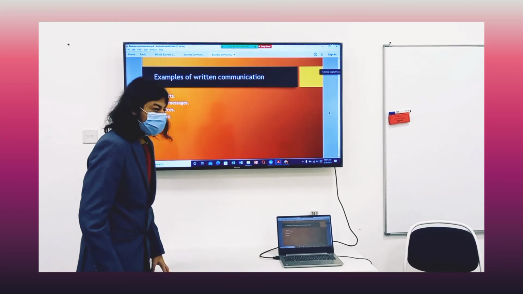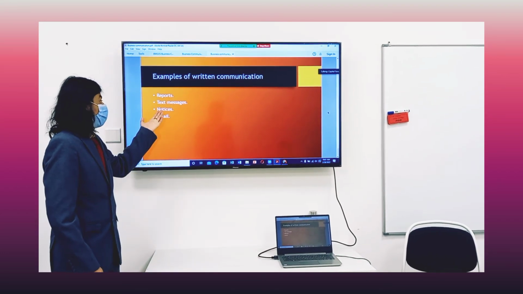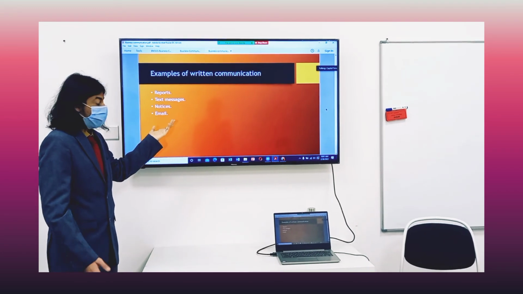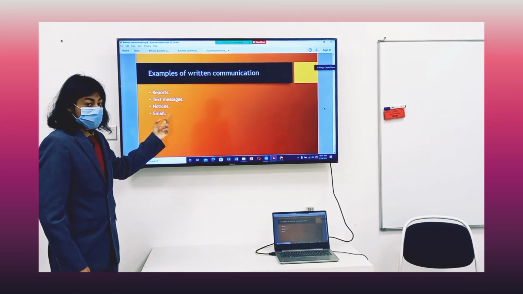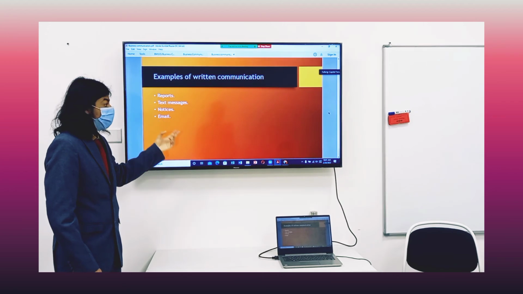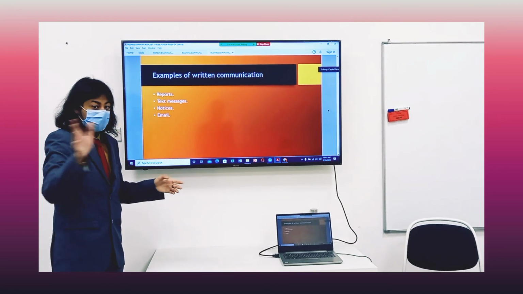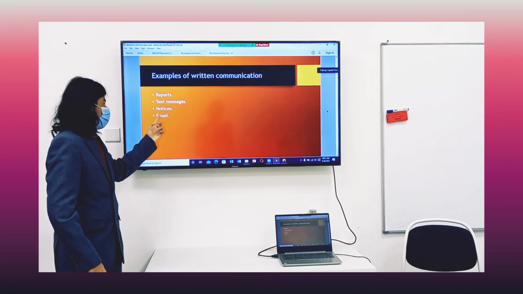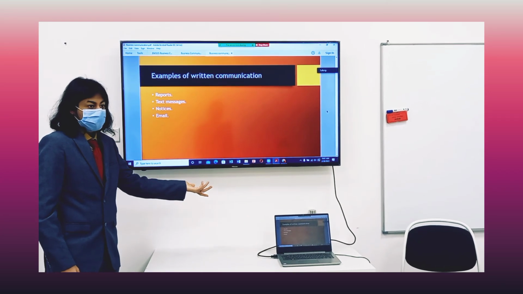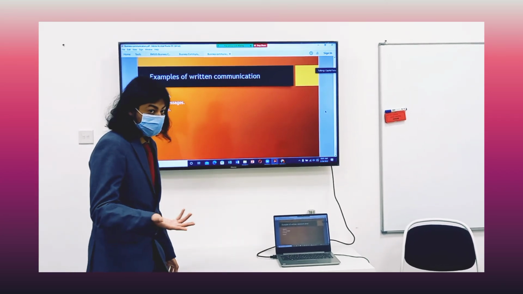And the examples of written communication are reports; you're reporting to someone. Text messages; you're texting someone. Notices, like on the bulletin board you might have seen back in school. An email, just mail it to someone. That's also a form of written communication.